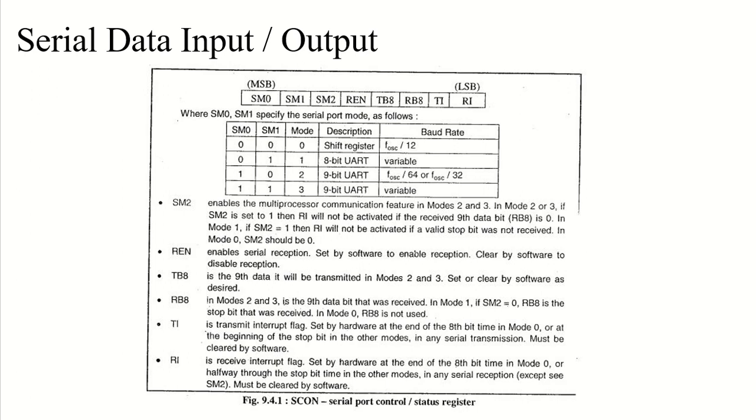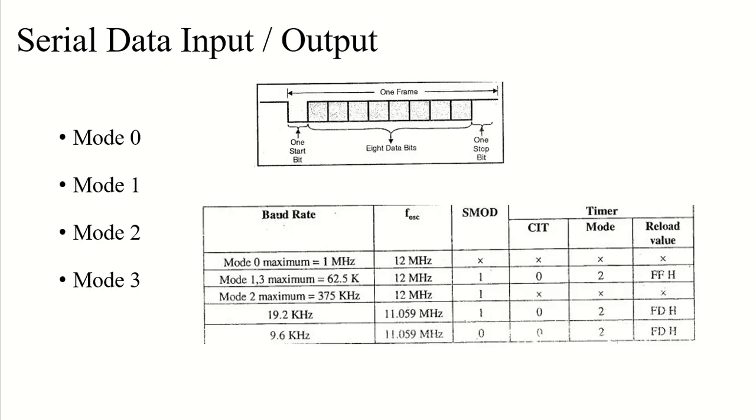Then let me change the slide. Then we have mode 0, a detailed discussion about mode 0, not too detailed though. This is a half duplex mode, which works as a shift register, and a shift register has shift left and shift right operations. The shifting operation of data bits is done sequentially, and the input to the shift register is data and clock. The serial data is transmitted and received through the RxD line, and the clock is generated by the TxD line.